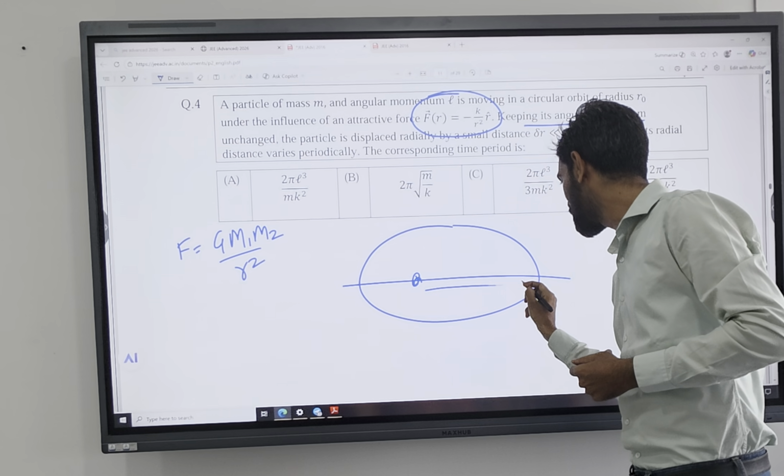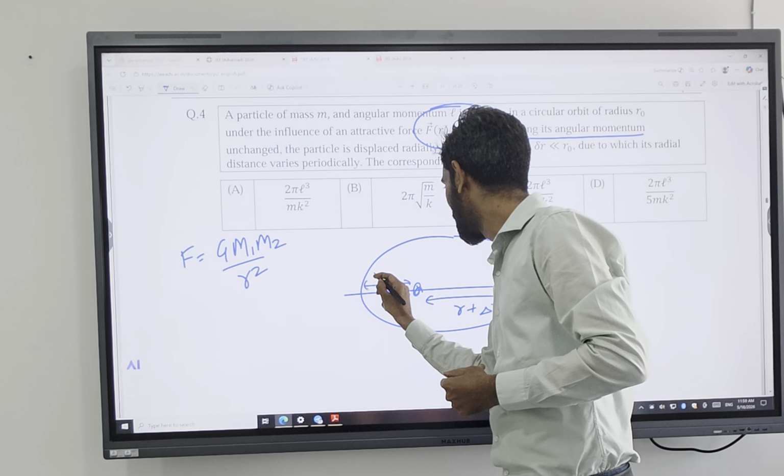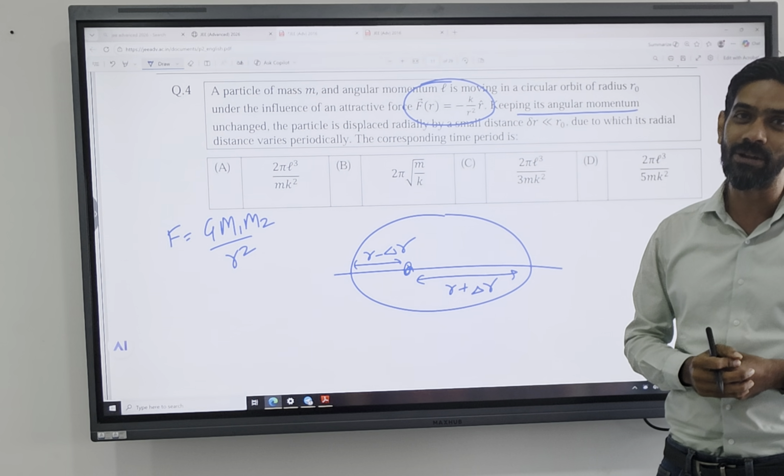So what is the max distance you will get? You will get r plus delta r. What is the minimum distance you will get? You will get r minus delta r. So what is the time period for this kind of motion?